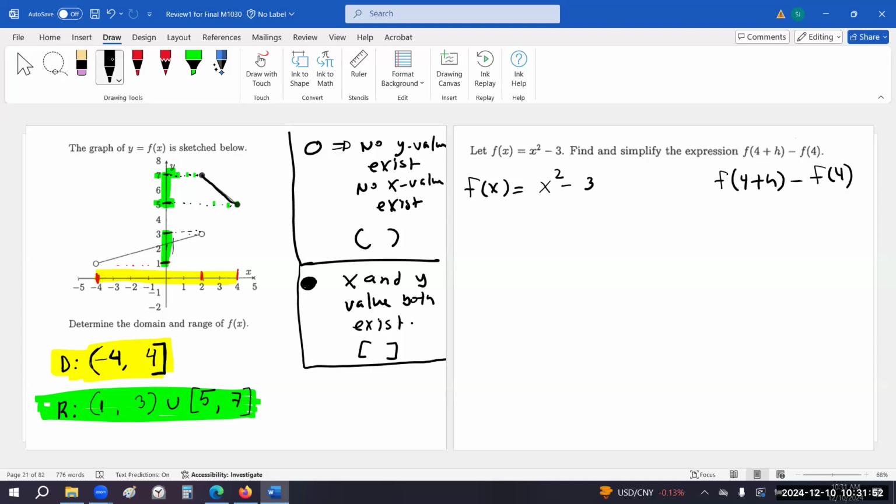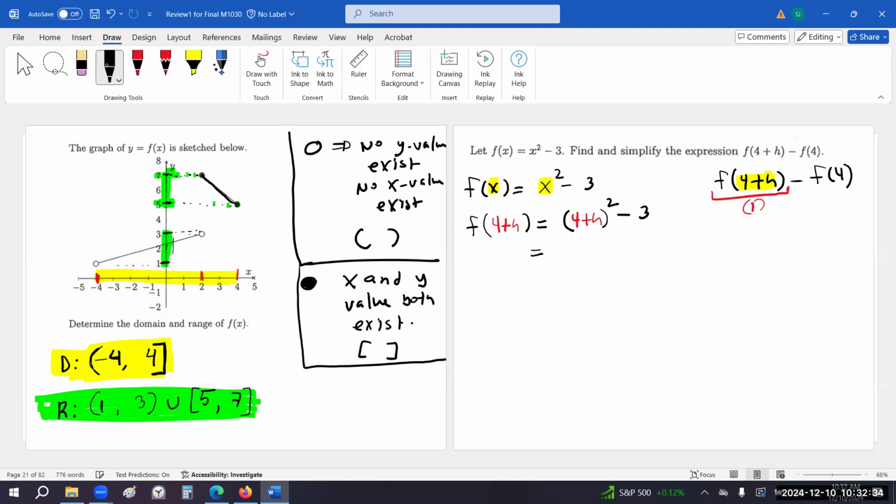If we know f of x, can we find f of 4 plus h? To find f of 4 plus h, all we have to do is substitute all the x we see in our f of x with 4 plus h. This is what it means. Substitute x with 4 plus h. So first step, find what is f of 4 plus h.